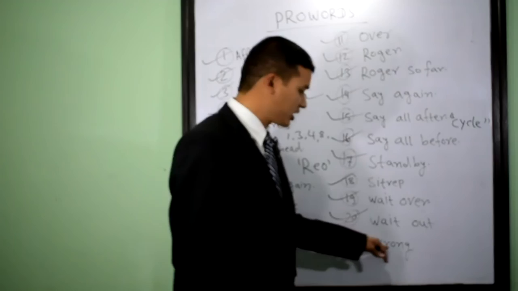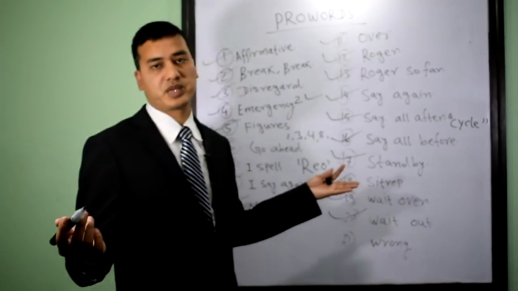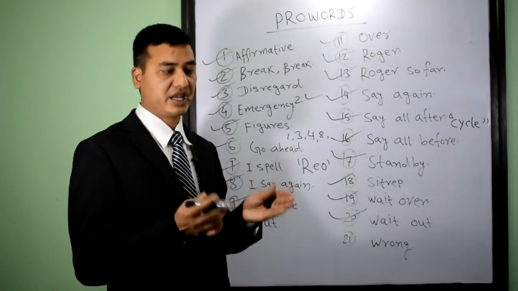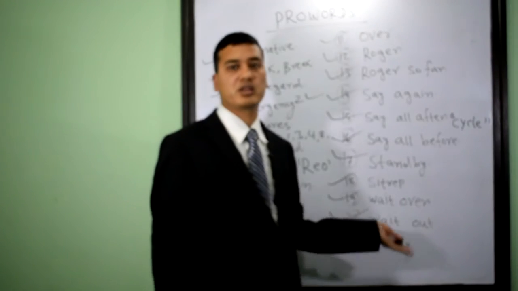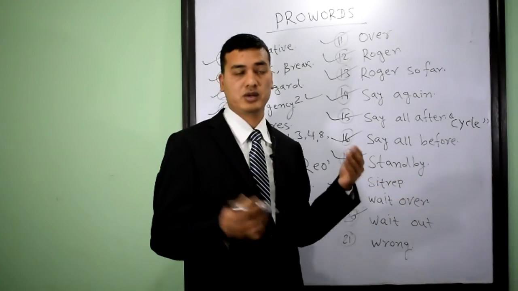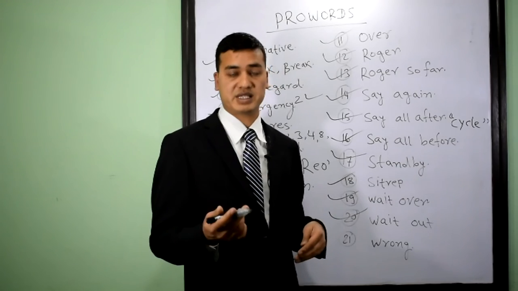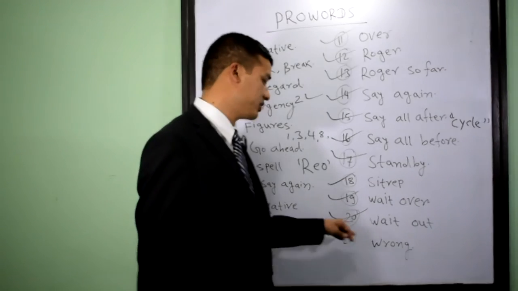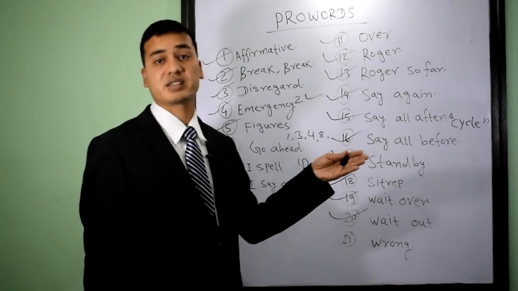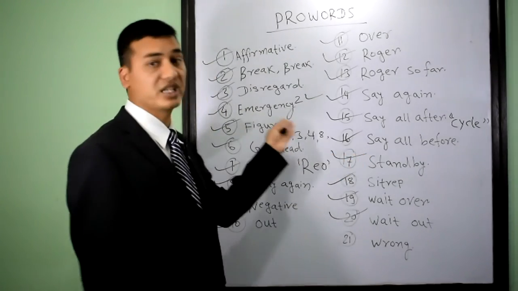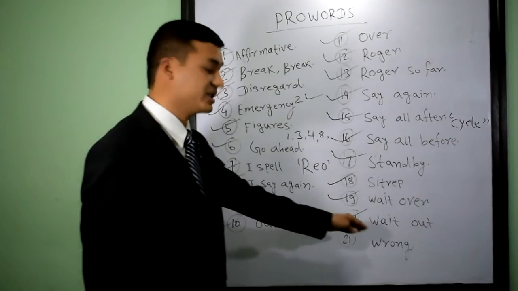Then another is number 21, wrong, which is error. The error has been made and the message will be repeated again. If you give the wrong message, an error message, at that time you can say wrong, I repeat the message again, or I say again, and then you can say the message. Wrong means error.